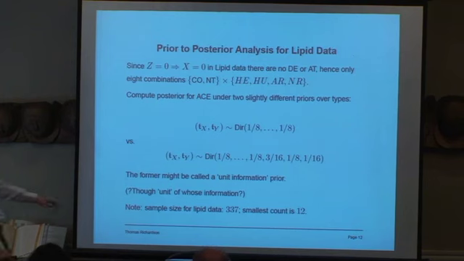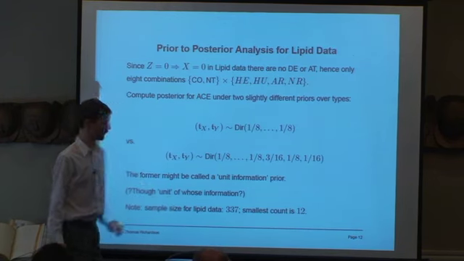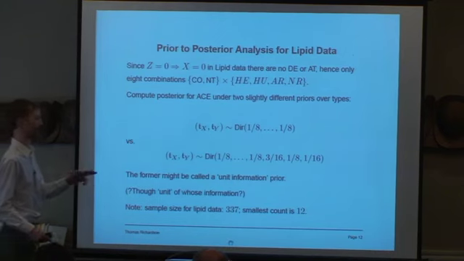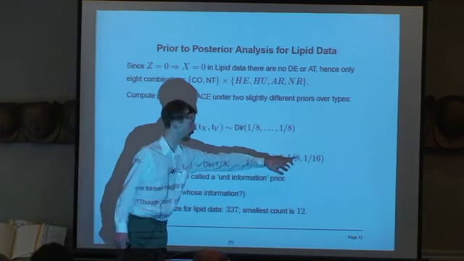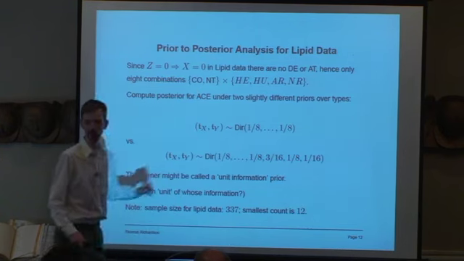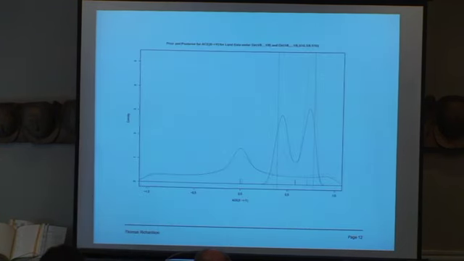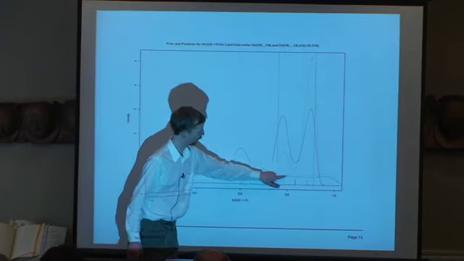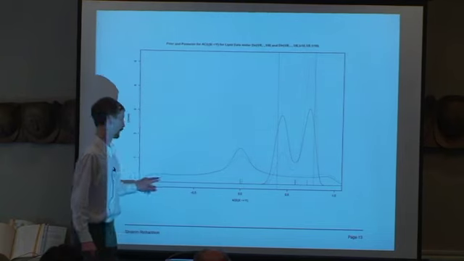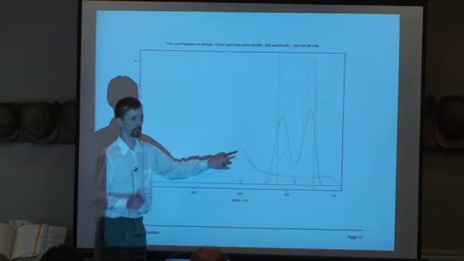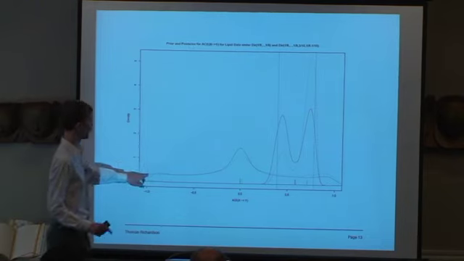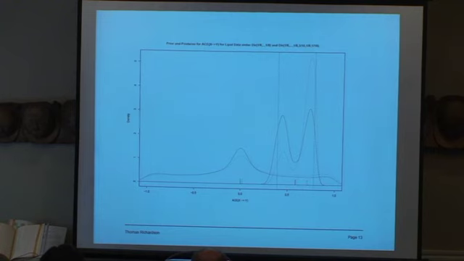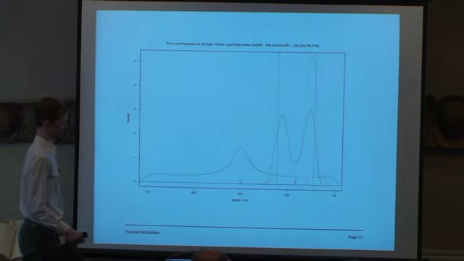I want you to bear in mind the sample size for this lipid data was 337. The smallest of the non-zero counts was 12. And I'm moving 1/8 of a person from one category to another in the prior. So here's what happens. These green curves represent prior draws for the average causal effect. The solid line is the 1/8 prior, and the dotted line is what happens when we move 1/16 of the mass from the last to the third from last state.